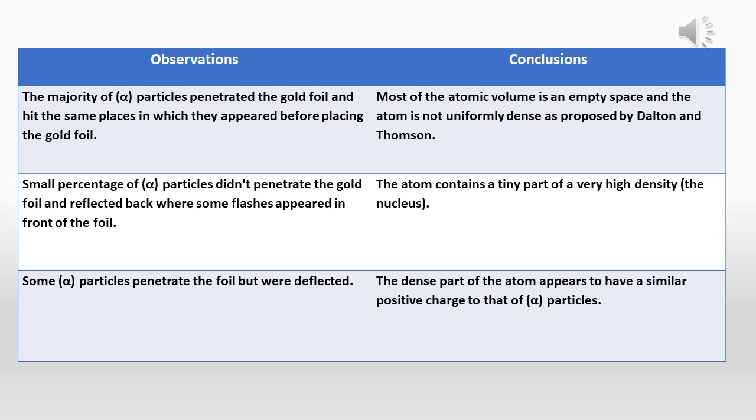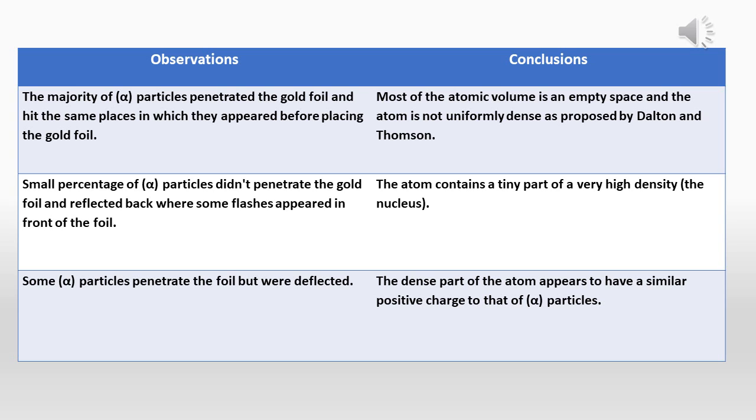In Rutherford's experiment, they used tools: a deep lead box containing a source of alpha particles, a metal sheet lined with a layer of zinc sulfide, and a very thin gold foil.